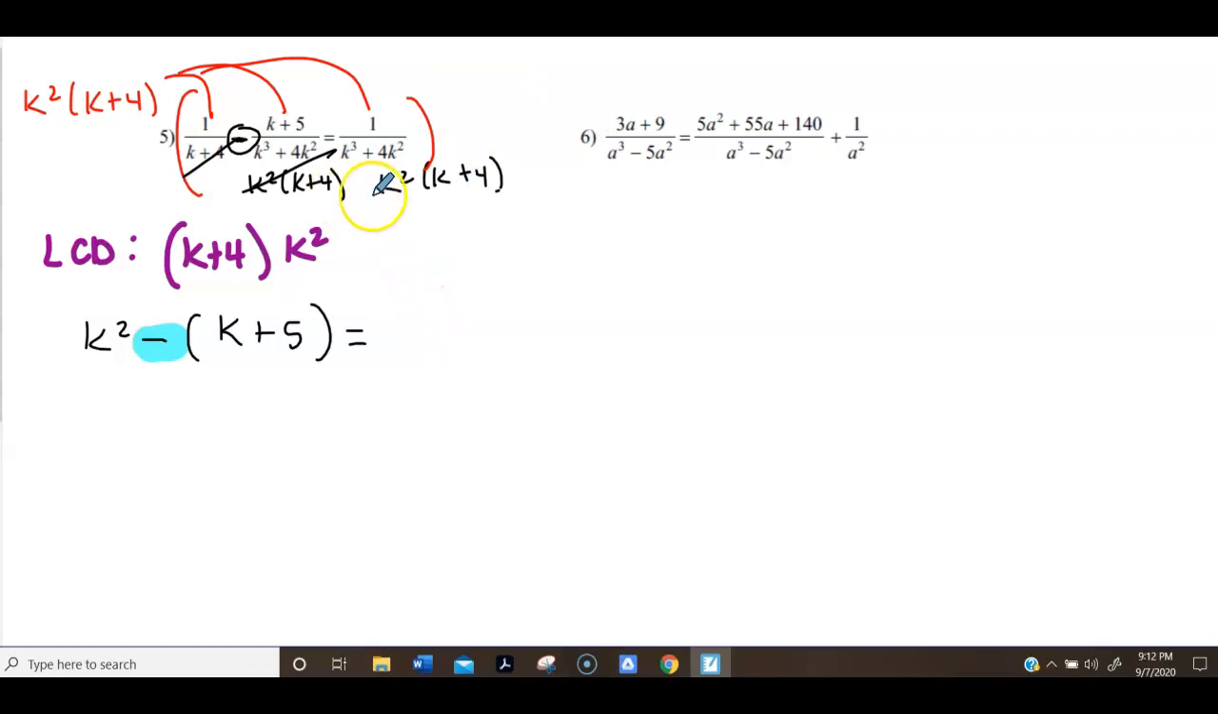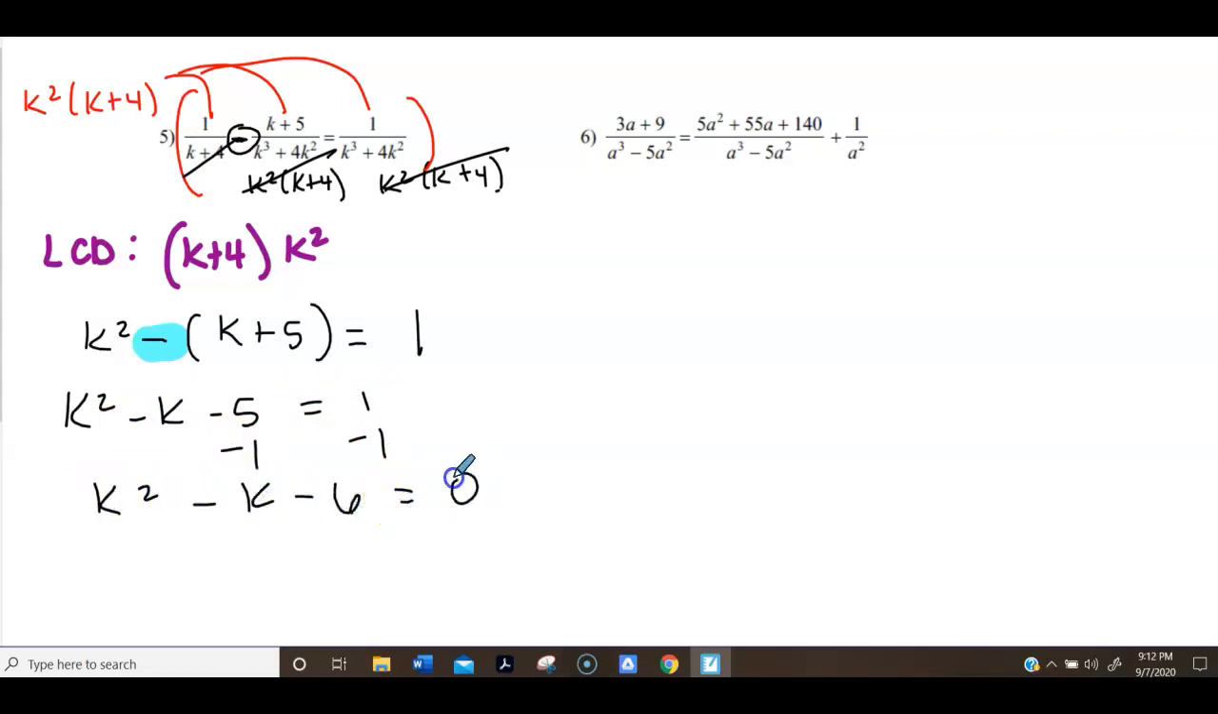All right, and then the k squared times k plus 4 cancels, and that's just going to give me 1. So now I have k squared subtract k subtract 5 equals 1. Subtract the 1 over. So now I have k squared subtract k subtract 6 equals 0.